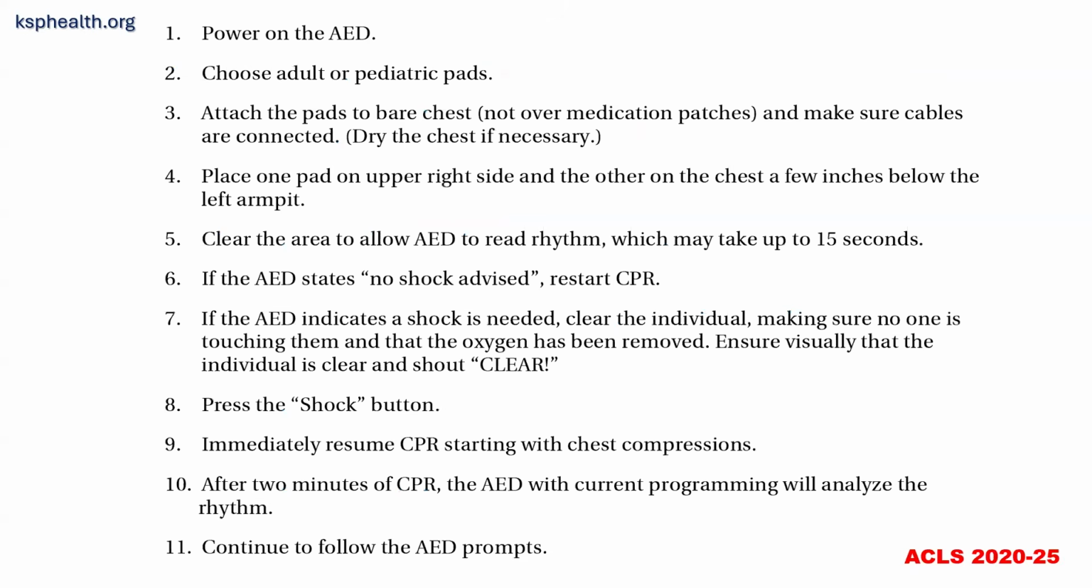How to do it? Power on first. Choose adult versus pediatric pads. Third, attach the pads to the bare chest and make sure cables are connected. Fourth, place one pad on the upper right chest and the other a few inches below the left armpit. Fifth, clear the area to allow the AED to read the rhythm, which may take up to 15 seconds.